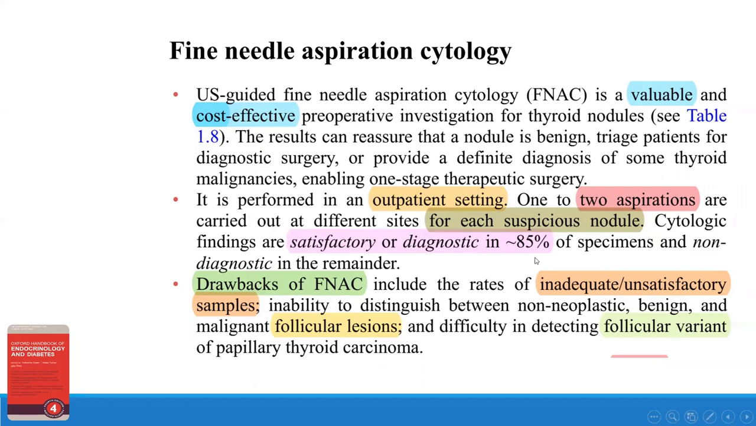The drawbacks of fine needle aspiration cytology are, of course, inadequate or unsatisfactory samples, which represent about 15%, and the inability to distinguish between non-neoplastic, benign and malignant follicular neoplasia, follicular carcinoma or follicular adenoma, because it is not determined by fine needle aspiration biopsy. Also, a follicular variant of papillary thyroid carcinoma cannot be diagnosed by fine needle aspiration biopsy.